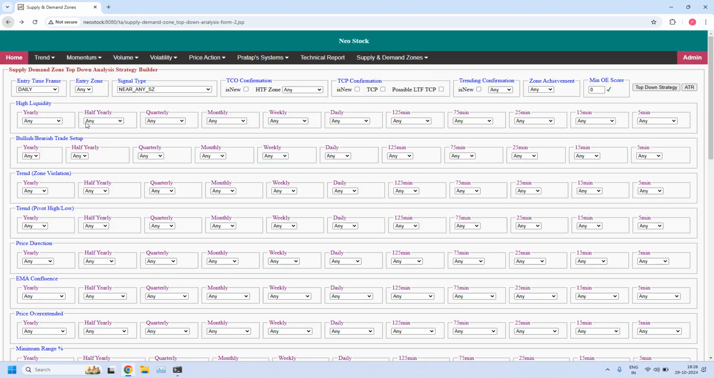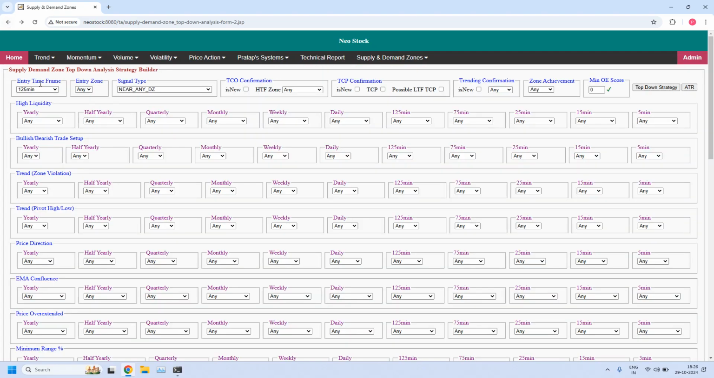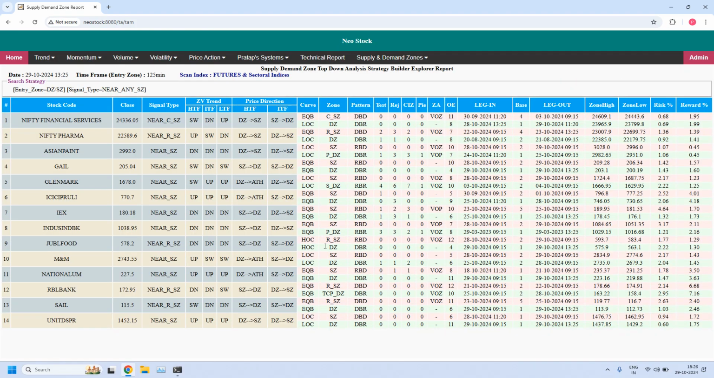Okay, next time frame is 125 minutes. So let's find the stocks near 125 minutes demand zone. 7 stocks are filtered. Next 125 minutes time frame, let's find the stocks near 125 minutes supply zone. 14 stocks are filtered.